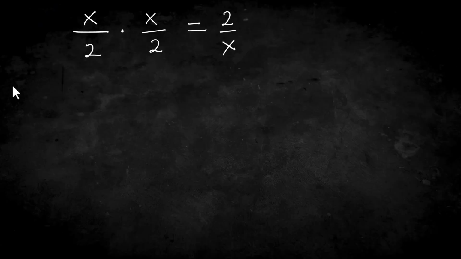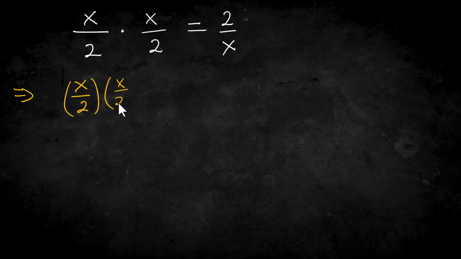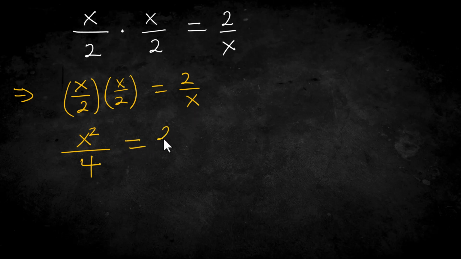Solve this equation. We are given x/2 times x/2 equals 2/x. So let's multiply this: x/2 times x/2 equals that. x times x will be x squared, over 2 times 2, 4, equals 2/x.